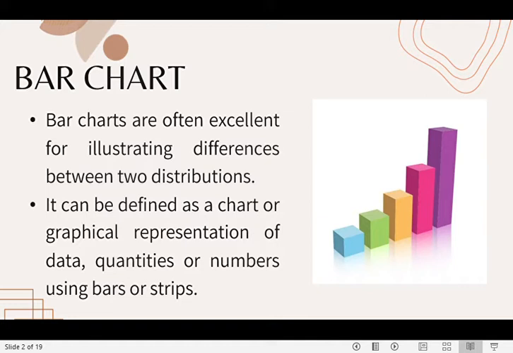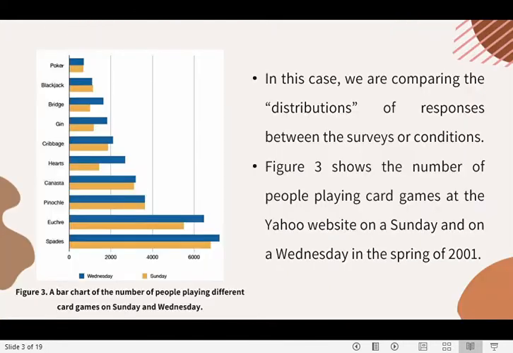Because in a bar chart, there is also what we call the y and the x-axis. Now, when we try to create a bar chart, that is what we mean by the two distributions. Here is an example of a horizontal bar chart. You would see on the x-axis you have the kind of cards being played: spades, euchre, pinochle, canasta, hearts, cribbage, gin, bridge, blackjack, and poker. So these are the games played using cards.